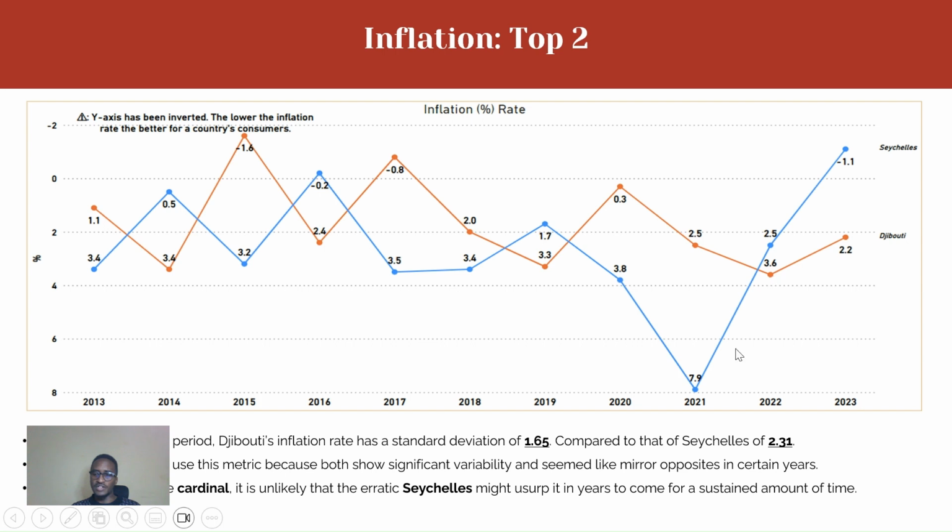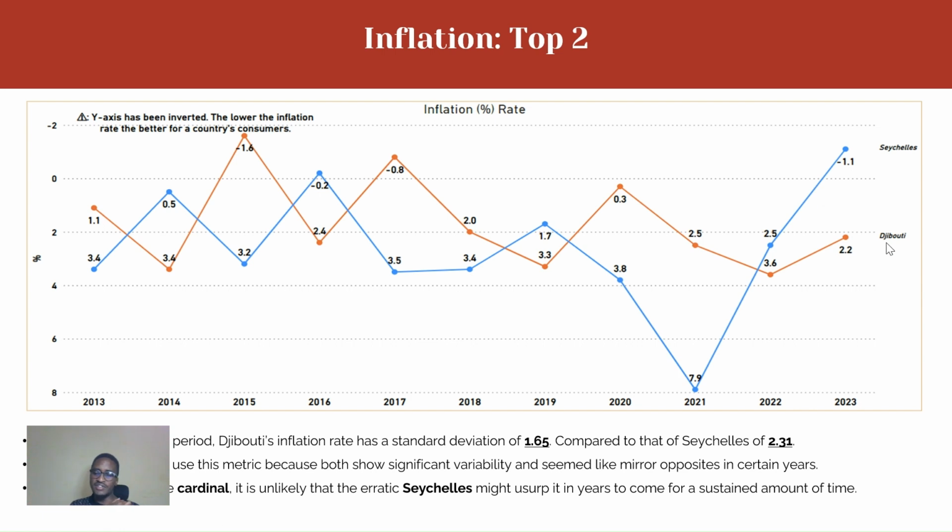And now you'll observe that for Seychelles, the rate has been going down. So as of the end of last year, it was at negative 1.1 from 2.5 the year before. And then Djibouti is 3.6 and 2.2. So in a sense, we can say Djibouti here is the cardinal, just on specifically that aspect of variability.